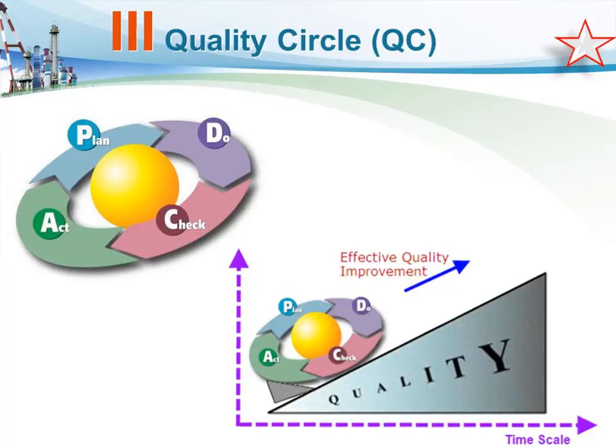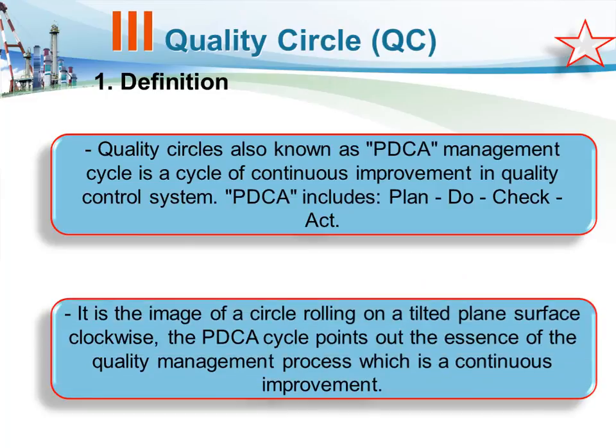Quality cycle. The third content, first definition. Quality cycle, also known as the PDCA management cycle, is a cycle of continuous improvement in the quality control system. PDCA includes plan, do, check, act. It's the image of a circle rolling on a tilted plane surface clockwise. The PDCA circle points out the action of the quality management process with continuous improvement.